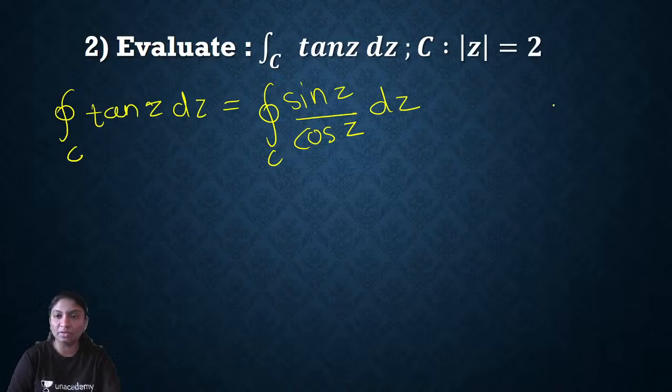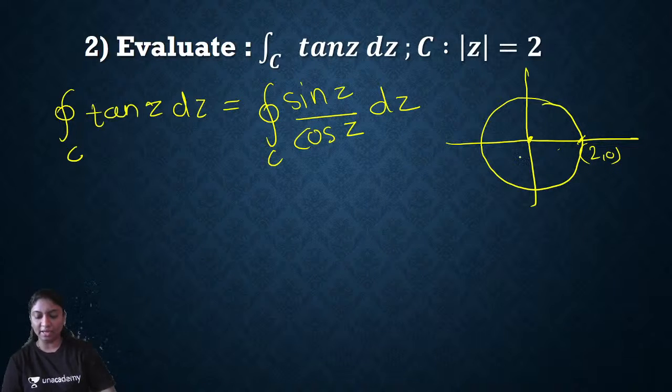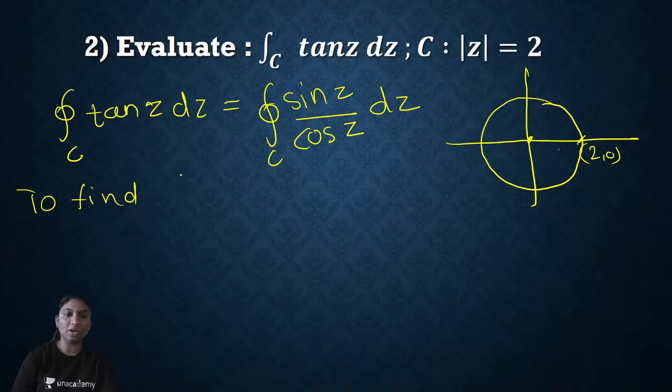So if you observe your closed contour C, here I am drawing, this is a circle with center at (0, 0) again because |z| = 2. This is a circle with center at (0, 0) and radius 2. So (2, 0) is the point. So the integral over C of sin z upon cos z dz. So to find the singularity, we'll put cos z is equal to 0, right?